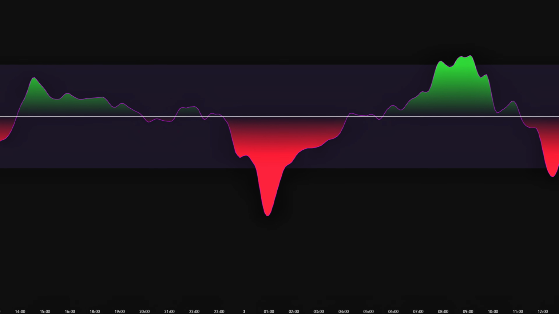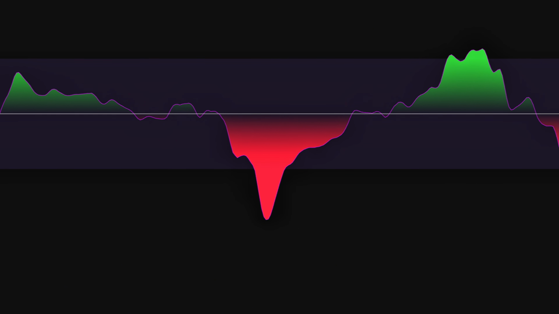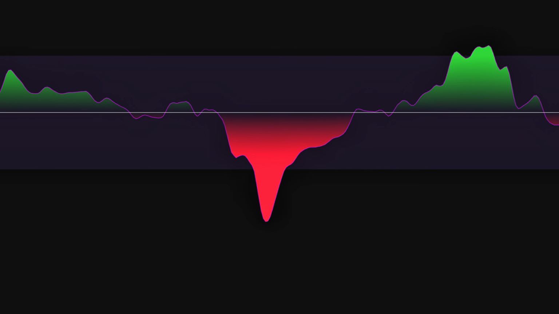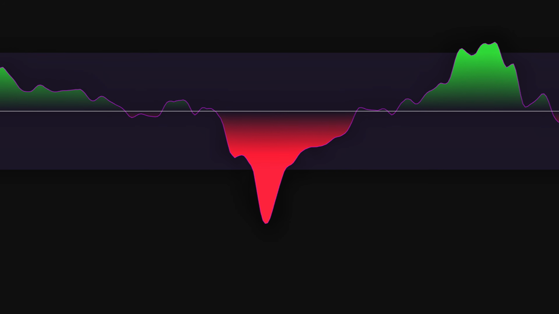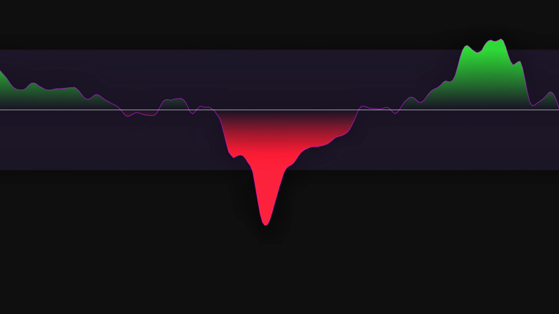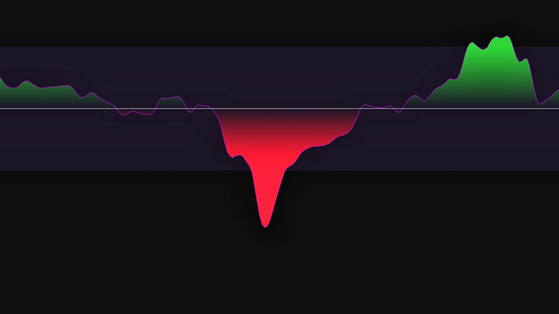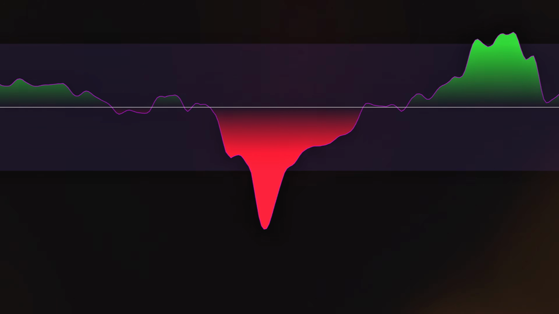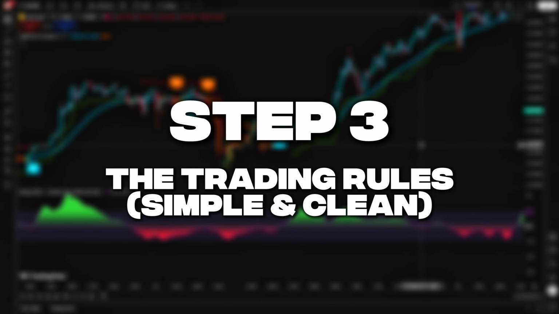Do not take trades based on this indicator alone. This is only a confirmation tool, not an entry trigger. Your job at this stage is only to check alignment between trend structure from step 1 and momentum direction from this indicator. Step 3. The trading rules.